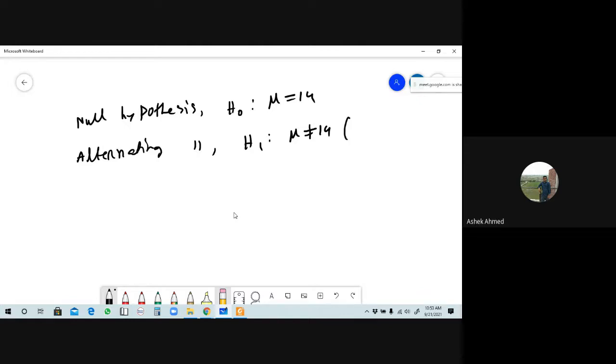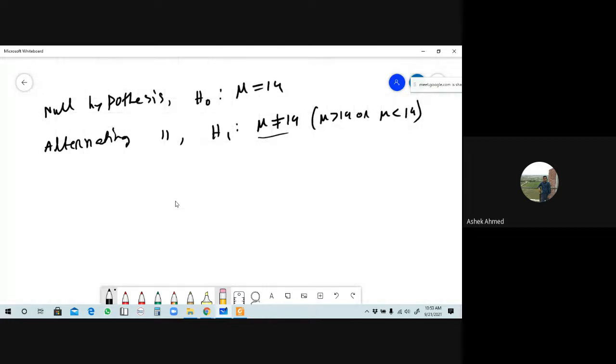From here we can say that the value of mu is either greater than 14 or less than 14. Is that right? Either greater than 14 or less than 14, which is represented by mu not equals 14. What does mu not equals 14 mean? The value of mu is either greater than 14 or less than 14. This is the alternative hypothesis here.